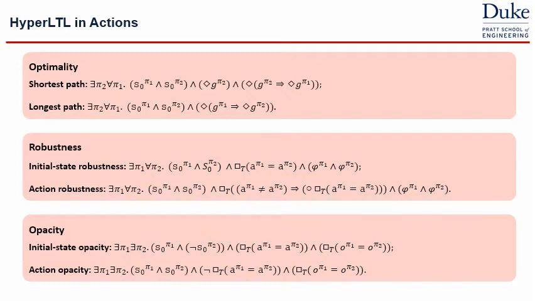Similarly, we can express action opacity. It means that there are two paths from the same initial state but different actions that yield the same observation. Therefore, the sequence of actions is opaque under the observation.